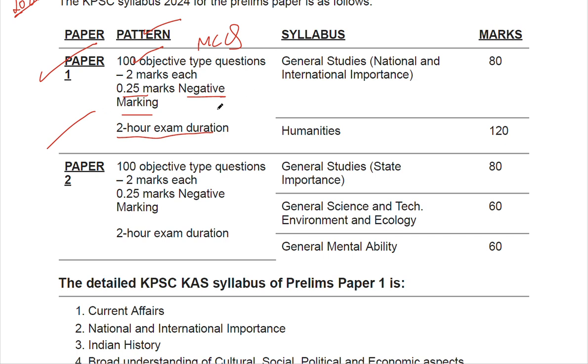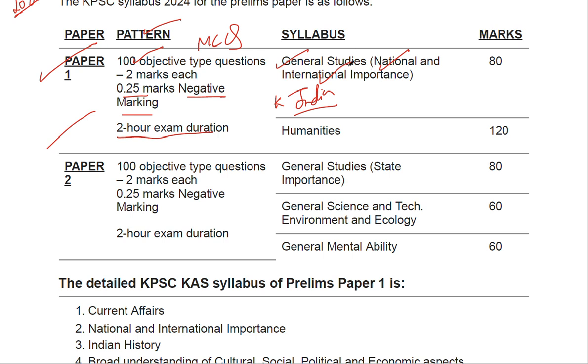Now let's see the syllabus. For paper 1, they have told we are going to take general studies. In general studies, national and international importance. Karnataka, as you all know, is a part of India, right? So you are expected as a candidate to know what the national issues are, that means issues that are important for India, as well as important international issues.